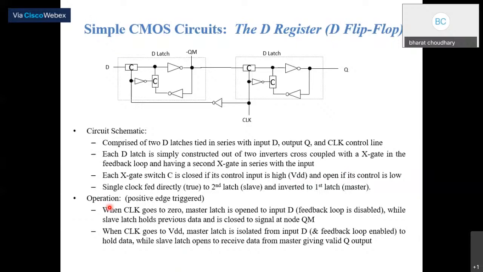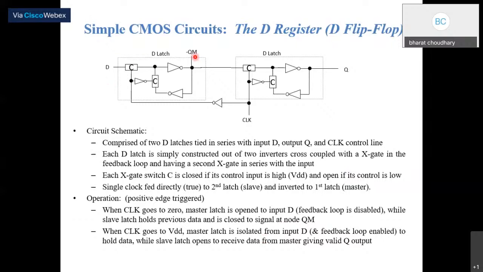So when the clock goes to 0, the master latch is opened. This will be open to the D input, meaning the feedback loop is disabled. This will be disabled while the slave latch holds the previous data and closes the signal at the load QM. Similarly, when the clock goes to VDD, this master latch is isolated.